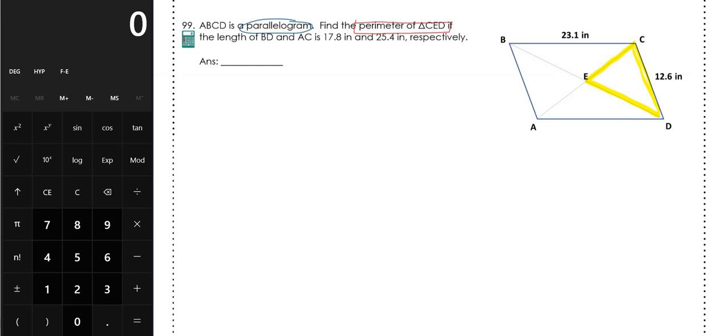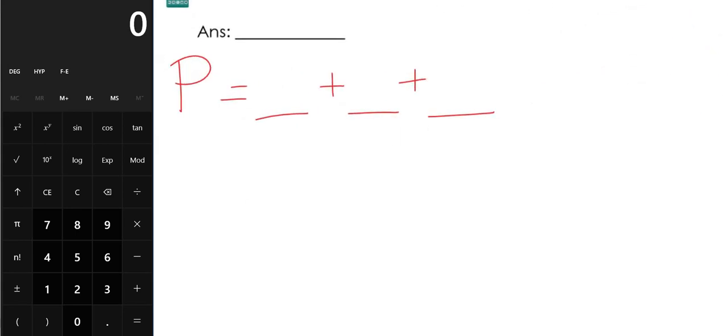Okay, well, if I'm finding perimeter, I'm going to start setting up some information here. To get my final answer, I have 3 sides I need to know the lengths of, and I have to add them together. So I already have one side length. I have the 12.6, so I'm going to go ahead and put that in. 12.6. Now I need the other 2. So let's take a look at what other information they gave us.